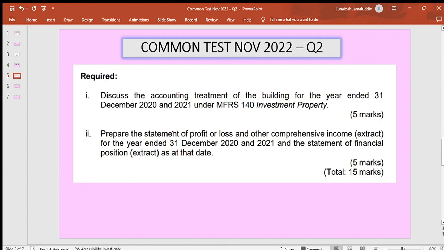kita tengok what is actually required by the question. Nombor 1, dia kata discuss the accounting treatment of the building for year ended 31st December 2020 and 2021 under MFRS 140 investment property. Okay, so we have to discuss accounting treatment for 2 years, which is for year ended 31st December 2020 and year ended 2021. Alright, okay. And the total marks are 5 for this question.